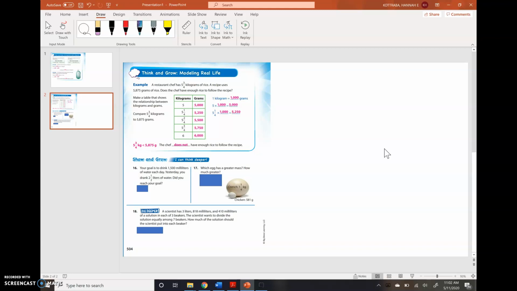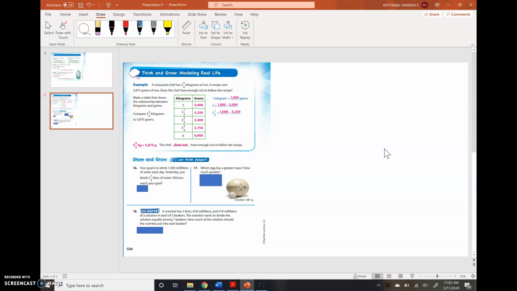Now look at number 16. It says your goal is to drink 1,500 milliliters of water each day. Yesterday you drank 2.5 liters of water. Did you reach your goal? Well, the first thing that you need to do is put both of these quantities into the same units of measurement. You want both in milliliters. Therefore, you want to convert the 2.5 liters into milliliters.